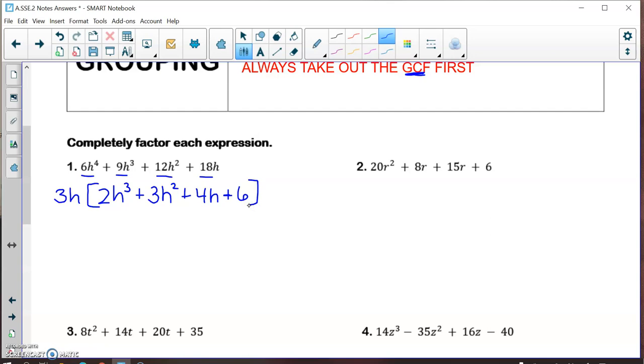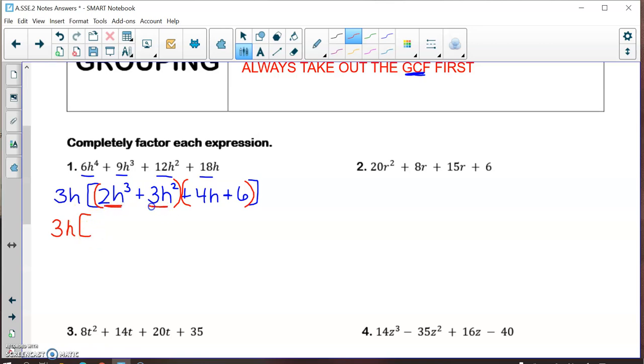Now, on the terms that are remaining inside your brackets, we are going to group them using a set of parentheses. We are going to group my first 2 terms together and my last 2 terms, including the operation that goes in front of those 2 terms, together. And now we are going to use something that we learned in level 1. We're going to use greatest common factor.